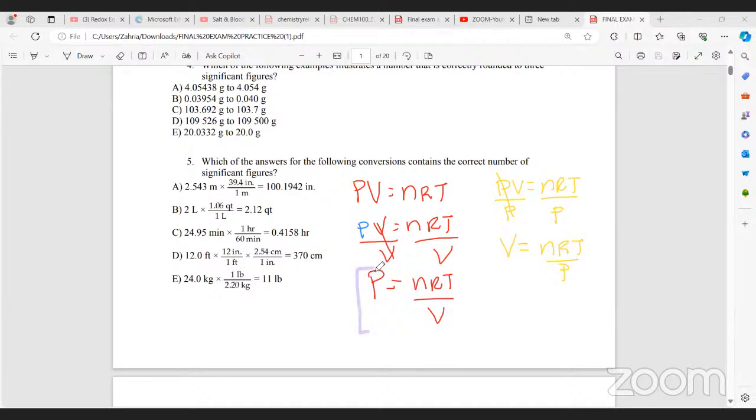So if you're looking for pressure using the ideal gas law, then your formula is going to be P equals nRT over V. But if you're looking for your volume, it's going to be volume equals nRT over P.